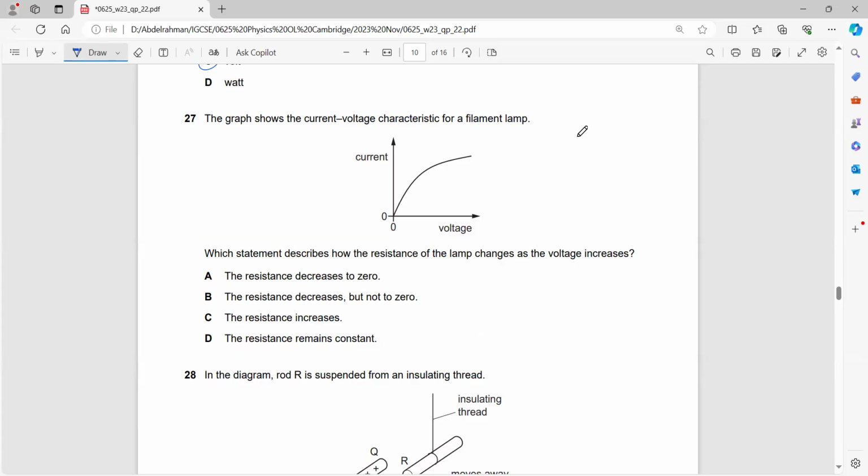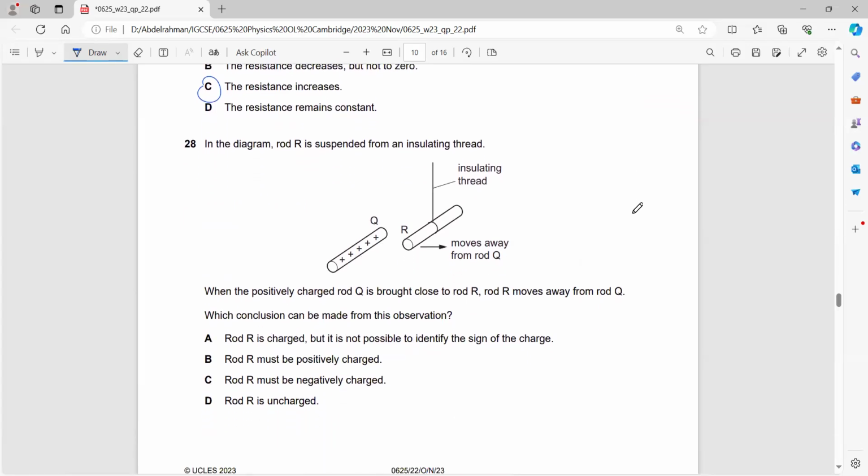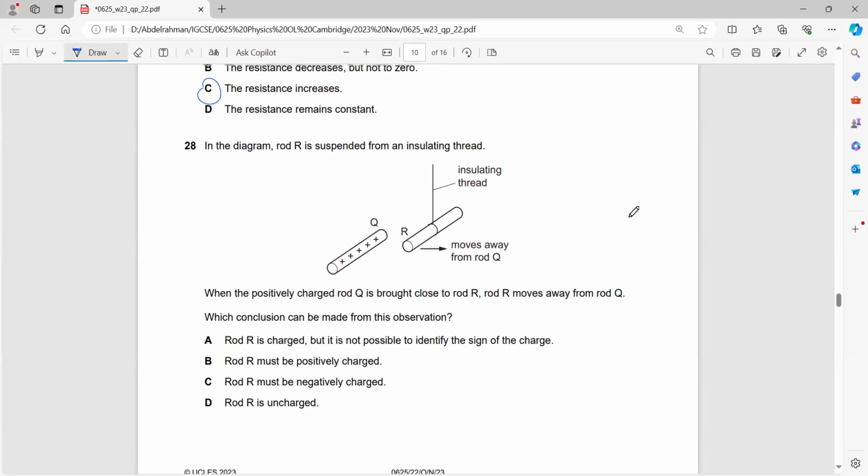Which statement describes how the resistance of the lamp changes as the voltage increases? What happens when the voltage increases? The resistance increases. Yes. In diagram R, rod R is suspended. I didn't get it.